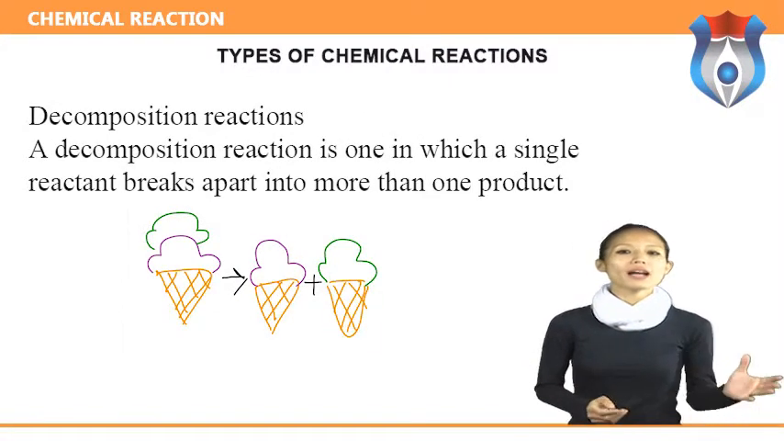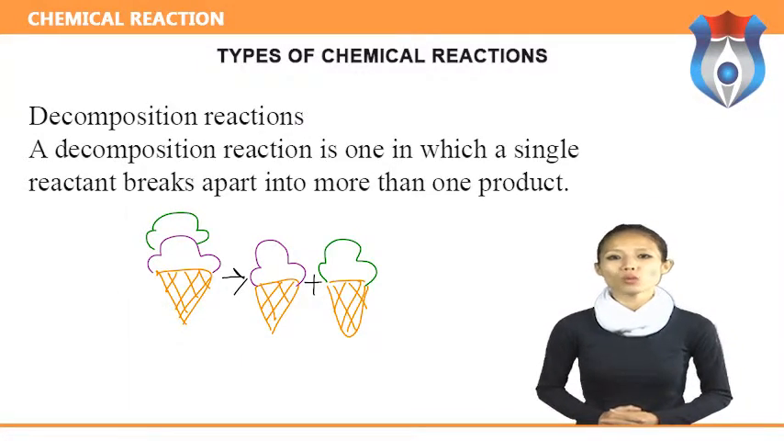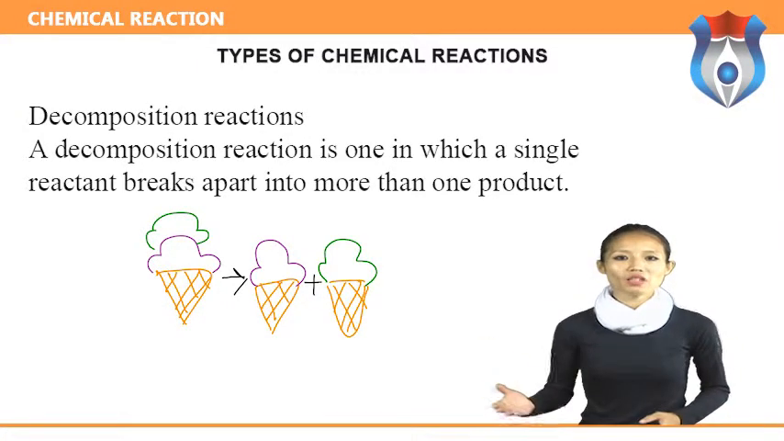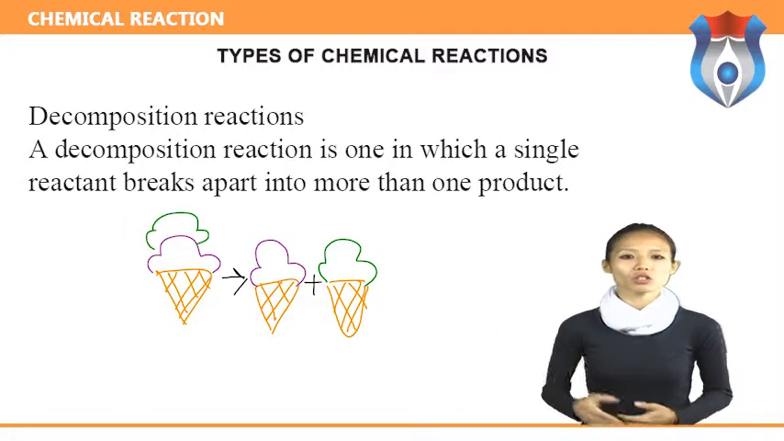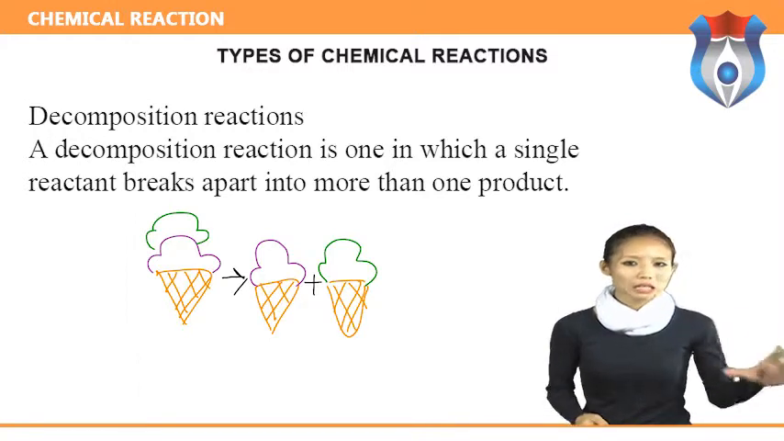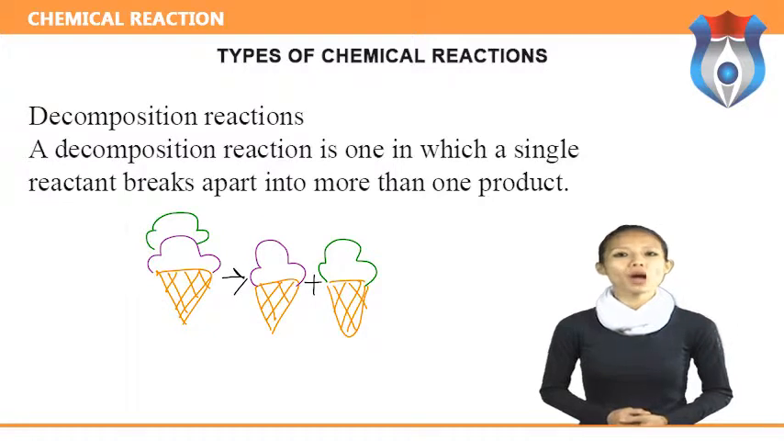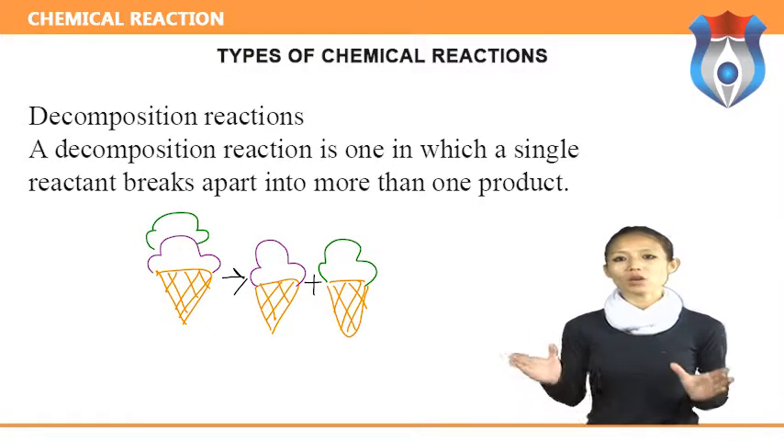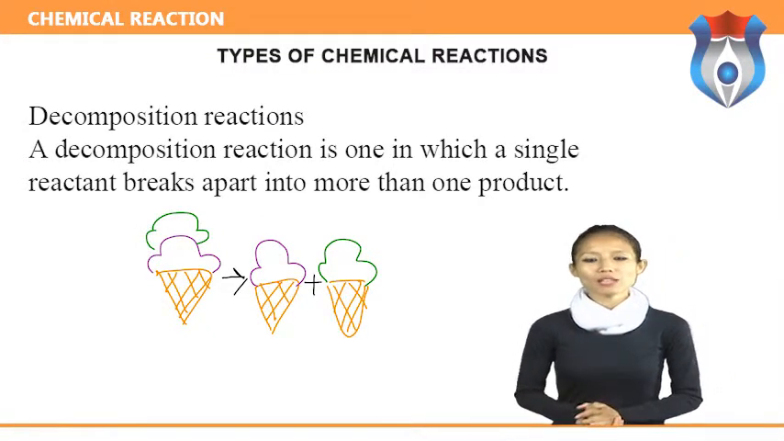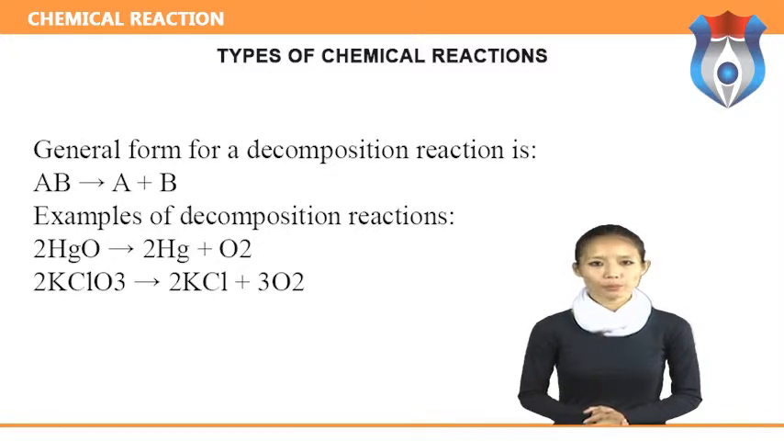Decomposition reaction. A decomposition reaction is one in which a single reactant breaks apart into more than one product. Decomposition reactions are the reverse of combination reactions. A single reactant is broken down into 2 or more products, either elements or compounds. A decomposition reaction will take place because the compound is unstable, or as a result of heating or electrical decomposition, electrolysis. The general form for a decomposition reaction is AB breaks into A plus B. Some examples of decomposition reactions are as shown.